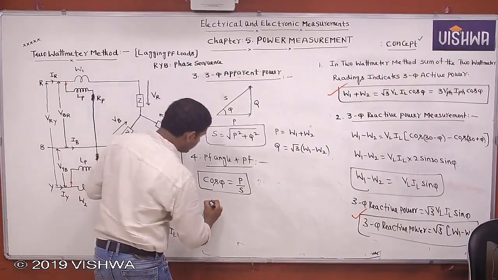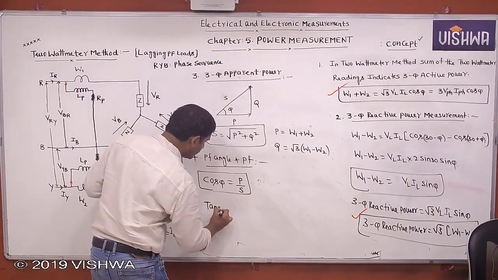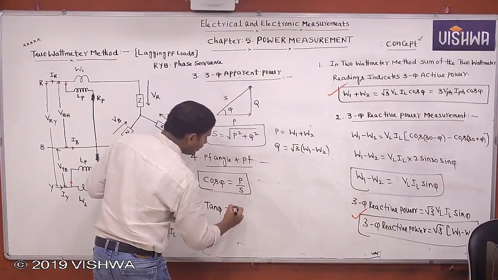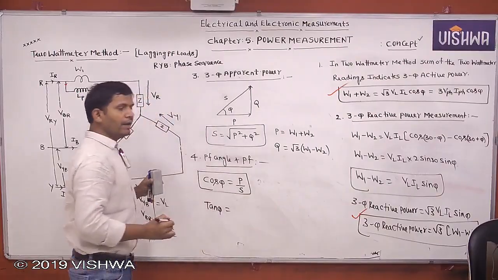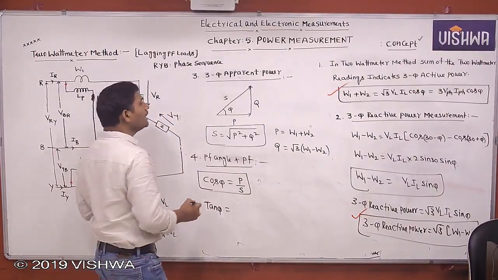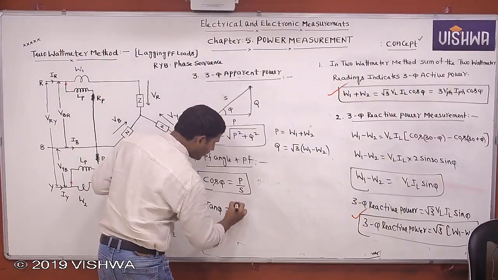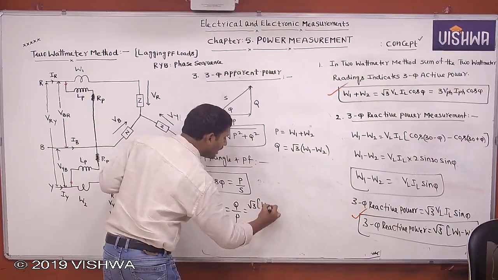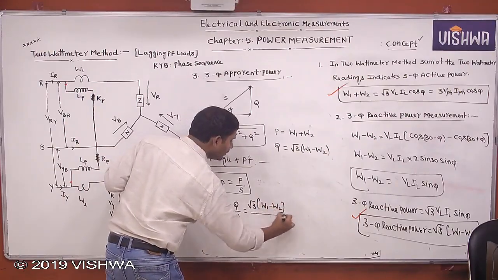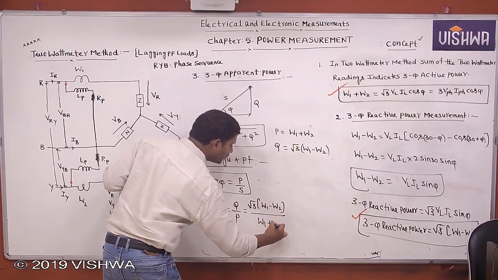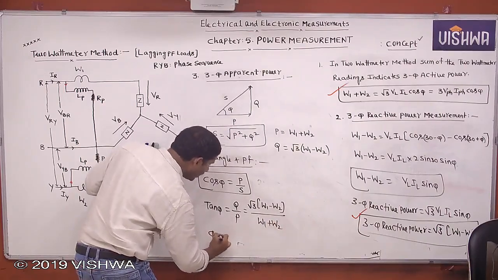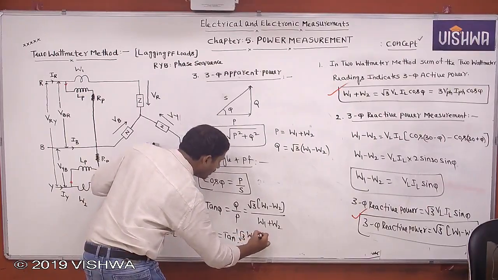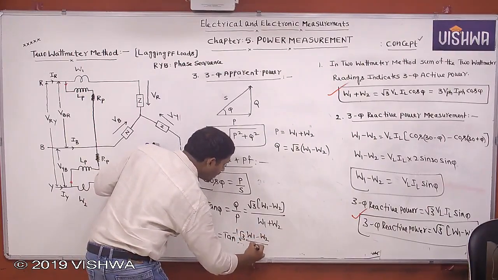Or otherwise, what is tan phi equal to? Tan phi equals Q by P. That is root 3 into W1 minus W2 by W1 plus W2. Then what is phi equal to? Phi equals tan inverse of root 3 into W1 minus W2 by W1 plus W2.